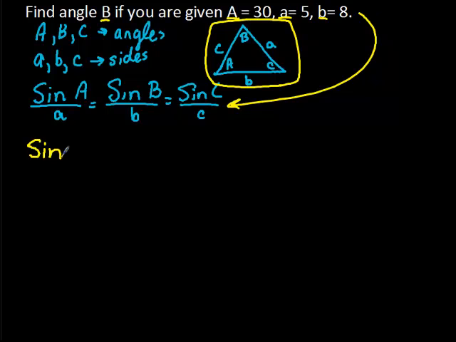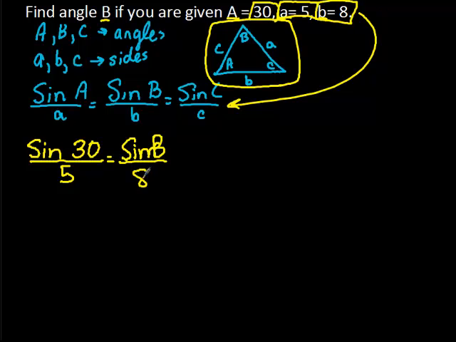So we have sine of A. Well, we know capital A equals 30, so we have sine of 30 over lowercase a. Well, it tells us that lowercase a equals 5, so we have the sine of 30 over 5 equals the sine of angle B. Well, we don't know angle B. That's what we wanted to find. Over lowercase b, which we're told is 8. We don't know anything about angle C or side C. Because we don't know anything about either of those, we can just let that go for now and come back to it later if we need it.